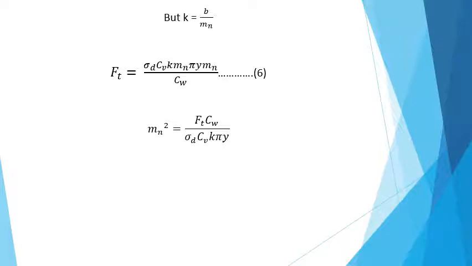So in helical gears, we have the ratio of the face width to the normal module Mn, which is denoted by K. So let us substitute in this particular equation for Ft what we had. In place of B, if we substitute K into Mn, let's take this as equation number 6. So from here we can see Mn square is equal to Ft into Cw divided by sigma d Cv into K into pi y. So this can also be written in this particular way.